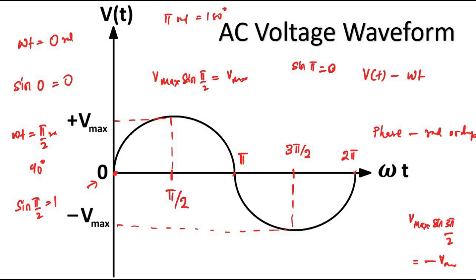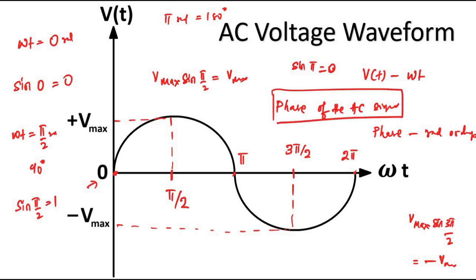So this 0, pi by 2, pi, 3 pi by 2, 2 pi, or 0 degree, 90 degree, 180 degree, 270 degree, then 360 degree, they are all called the phase of the AC signal. Okay, phase of the AC signal.